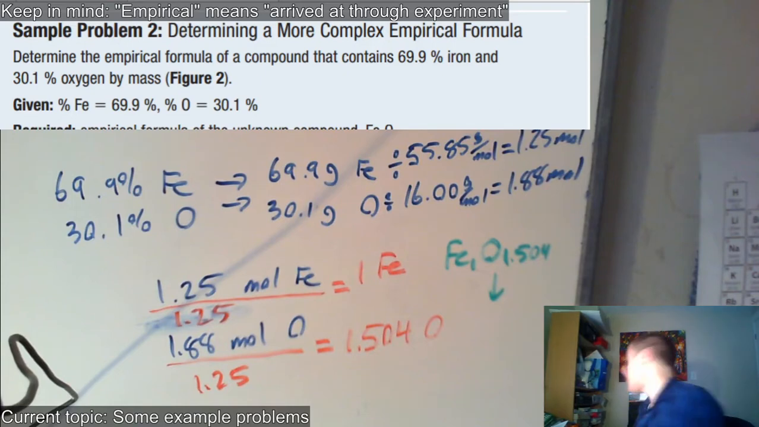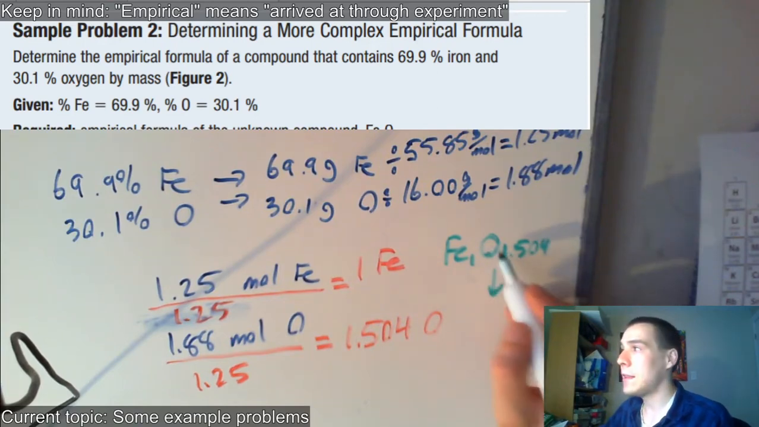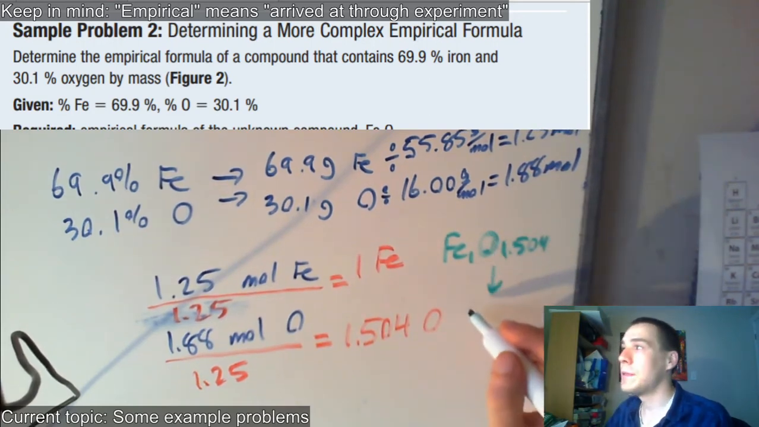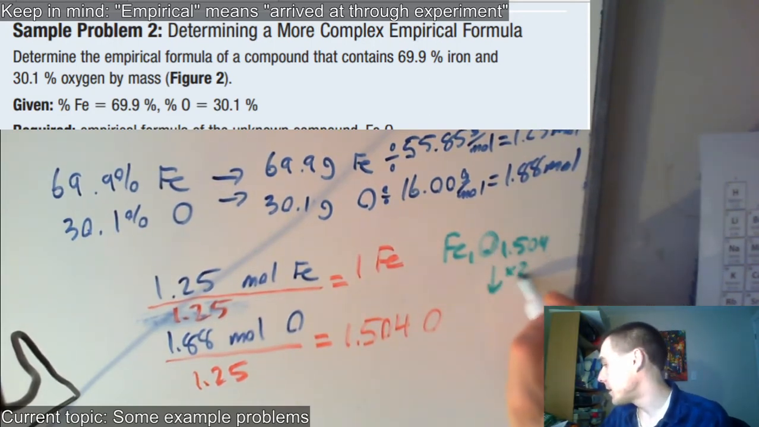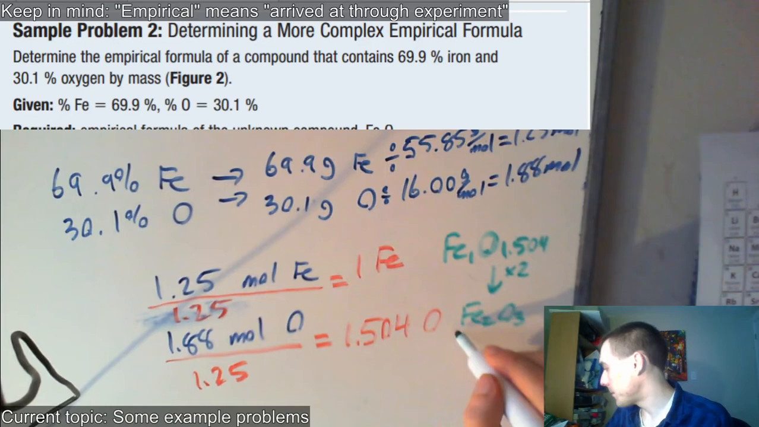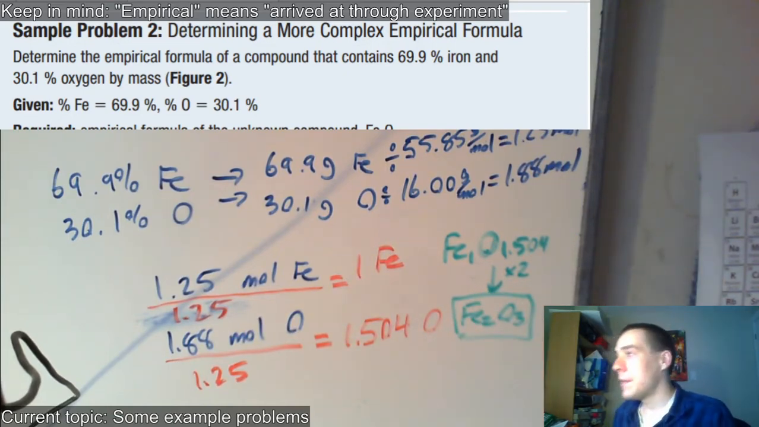So our job is to figure out what that could possibly mean as an empirical formula, because you can't have 1.5 underneath an oxygen. You can't have half an atom of oxygen. That's what this is suggesting. What we'll do is just multiply everything by 2, right? 1.5 times 2 is 3. So it would be Fe2O3. That would be my empirical formula, and that's what's suggested as the empirical formula.